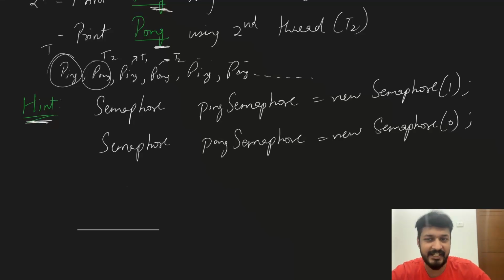Now, what is the hint here? One hint I will give you: you will have to create two semaphores. One will be a ping semaphore with one permit, and another will be a pong semaphore with 0 permits. This is very interesting. Don't look into the solution anywhere. Try to solve it yourself. And remember, you have already worked on a similar pattern earlier, like the odd even printer, but there we used wait and notify. This time challenge yourself to do it using semaphores only.